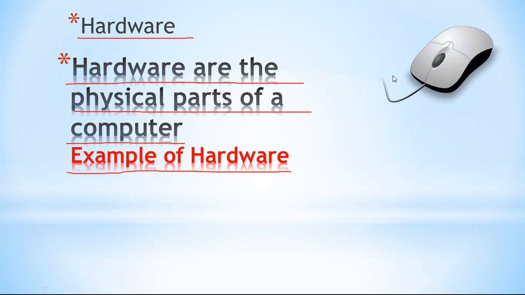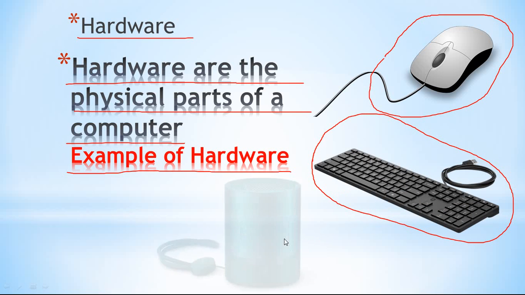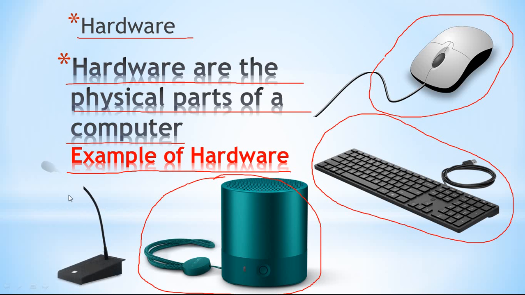So this is the picture of a mouse. Mouse is a hardware. Okay, and this is the picture of a keyboard. Keyboard is also a hardware. And do you know, children, what this is? This is a speaker. Speaker is also a hardware. And what is this? This is a microphone.